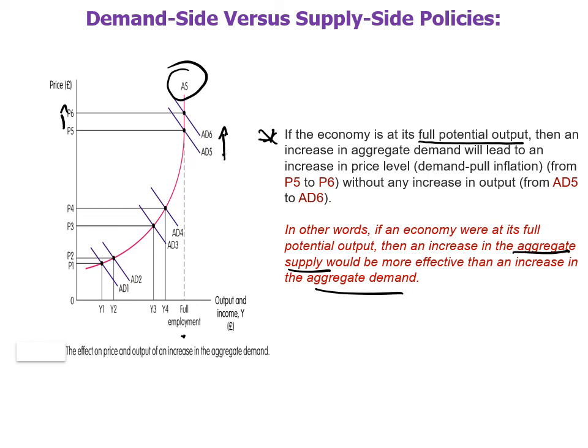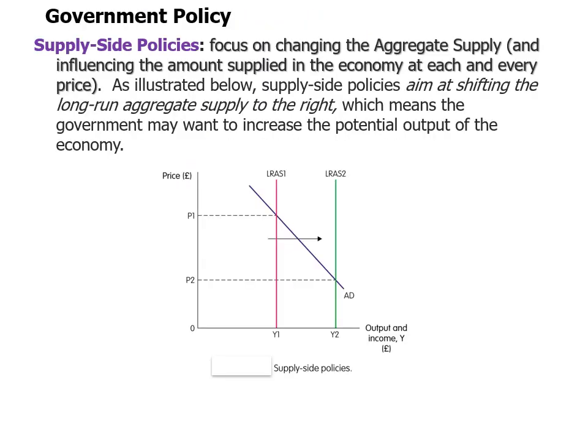So in cases like that, you want supply side policies. So what are supply side policies? Supply side policies focus on changing the aggregate supply and shifting this to the right, hopefully. Okay, so to the right, we're getting more output and more income. Remember, going to the left is bad. That's less output and less income. So supply side policies focus on changing the aggregate supply and influencing the amount supplied in the economy at each and every price.